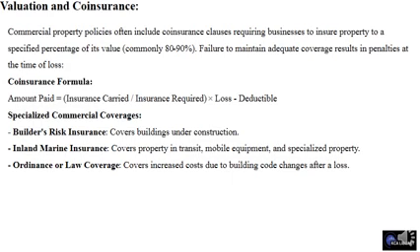Commercial property policies often include co-insurance clauses requiring businesses to insure property to a specified percentage of its value, commonly 80 to 90%. Failure to maintain adequate coverage results in penalties at the time of loss. The co-insurance formula: amount paid equals insurance carried divided by insurance required, times loss, minus deductible. Specialized commercial coverage includes builders risk insurance, inland marine insurance, and ordinance or law coverage.